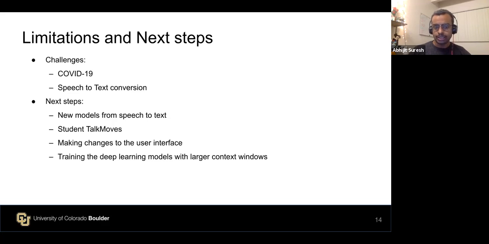One ongoing process is getting feedback from teachers through surveys and interviews on the usability of the interface, and then making changes to the user interface to make it better. Finally, the next step for the deep learning model is to train it with larger context windows to capture long dependencies, like transcript-level dependencies, for example, getting students to relate to each other, to improve performance on such TalkMoves.